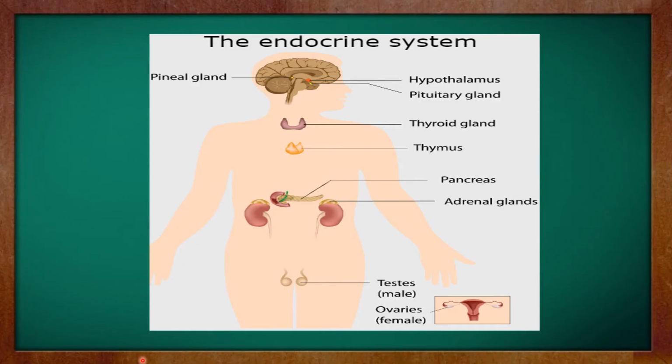So the following are the parts of the endocrine glands. We have the pituitary gland. The pituitary gland is the master gland. We have the pineal gland, the thyroid gland, thymus, and adrenal gland, and many more.